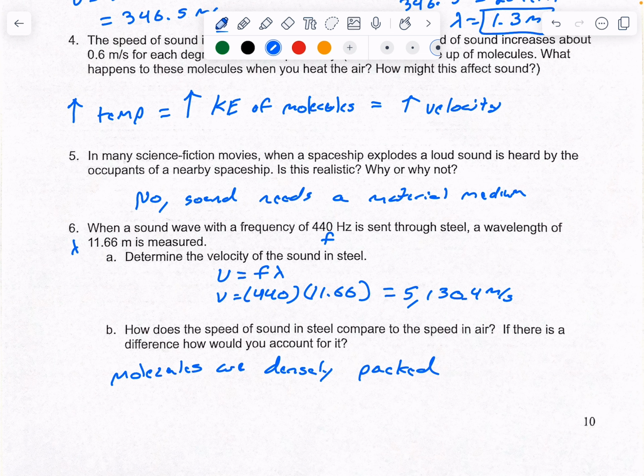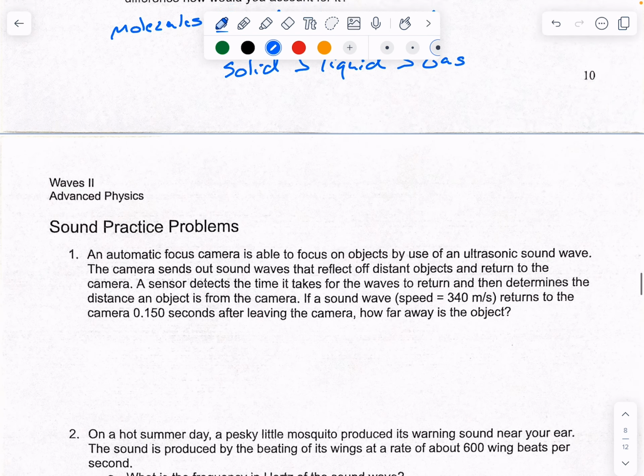Okay, so if I were to rank the ability of sound to move through a state of matter, solid would be my number 1, followed by a liquid. And the slowest speed of sound would be a gas, which is your air. Okay, so moving on to the next one.